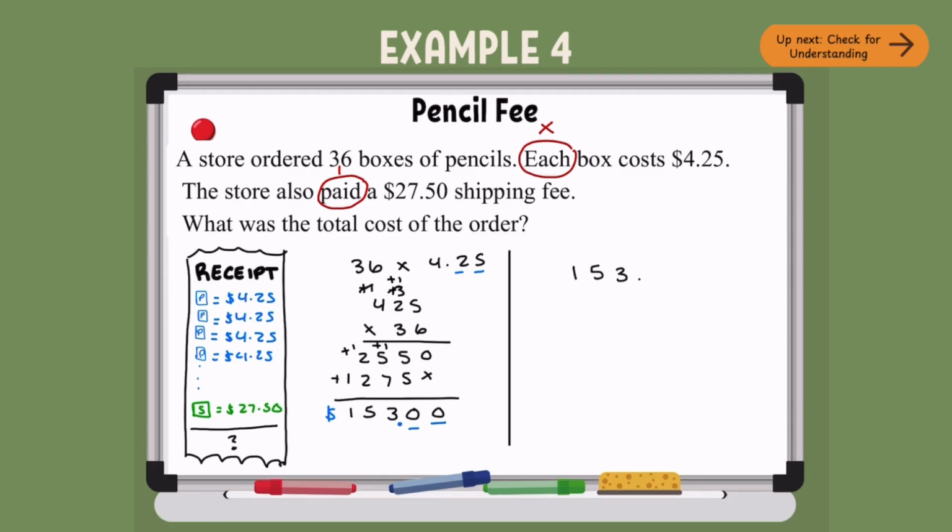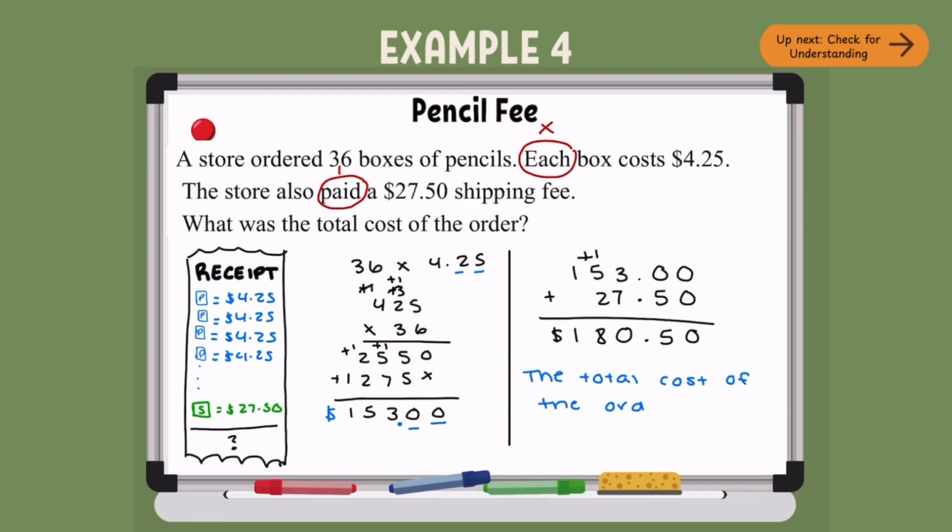Now we are taking our total amount of pencils and we are going to be adding it to our shipping fee. So we have pencils plus shipping is going to give us our total. And remember, whenever you're adding decimals, it's really important that you line up the decimals. Now you can add like normal, line up your decimal in your final answer, and the total cost of the order is $180.50.